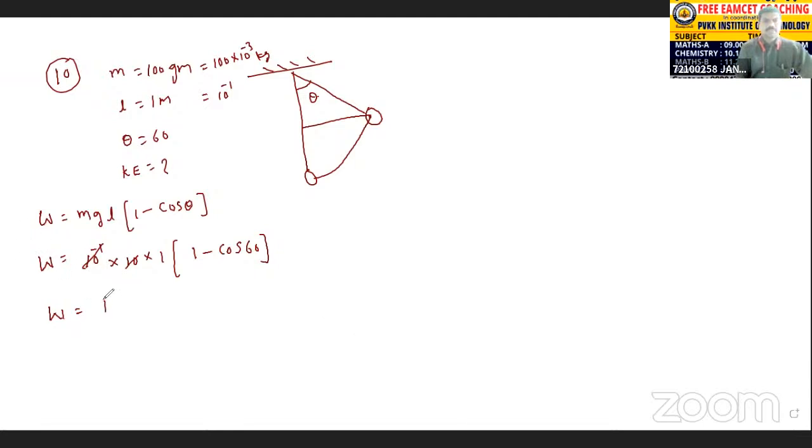1 minus cos 60, value 1/2. Cos 60 value is 1/2.